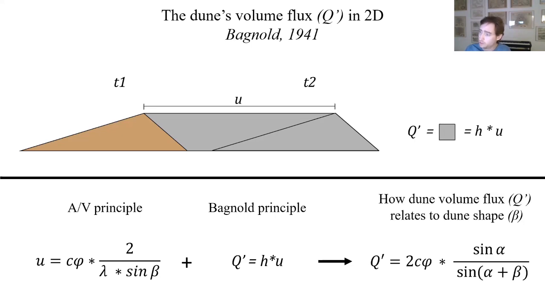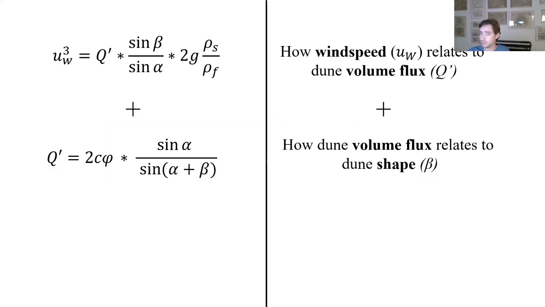So by combining these, we can see how Q, so how the volume flux is related to the speed of the moving sediment times the grain size, multiplied by a trigonometric identity that involves the steepness of the dune, right? So this is basically just an algebraic combination of these two basic principles. So now finally we have all the ingredients that we need, or almost all of the ingredients.